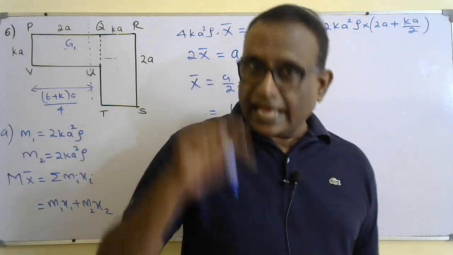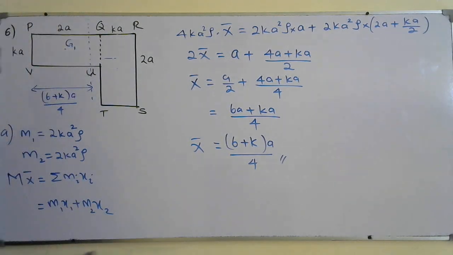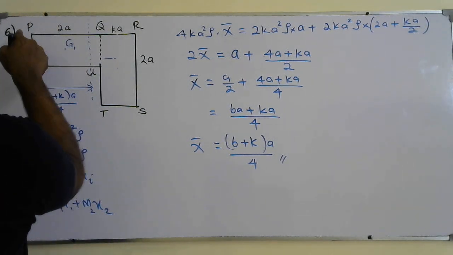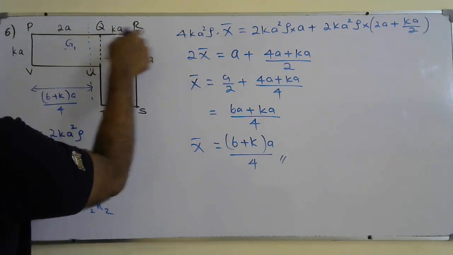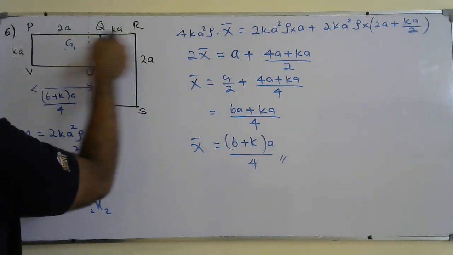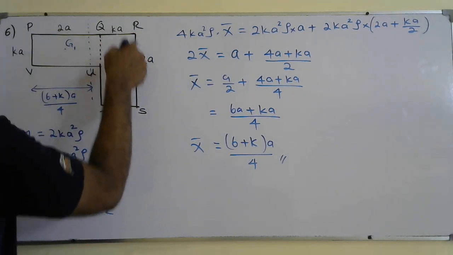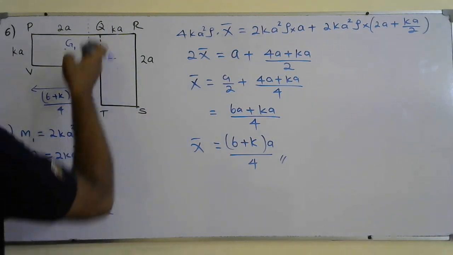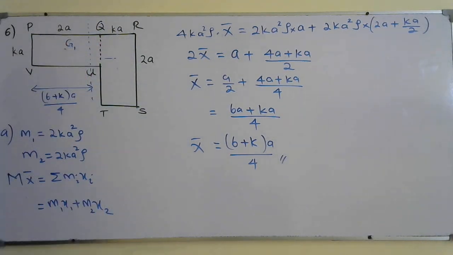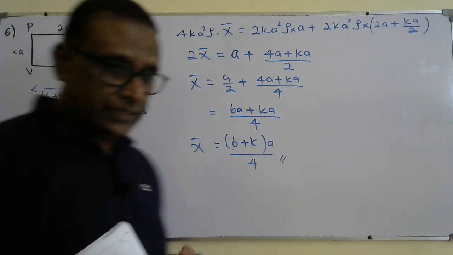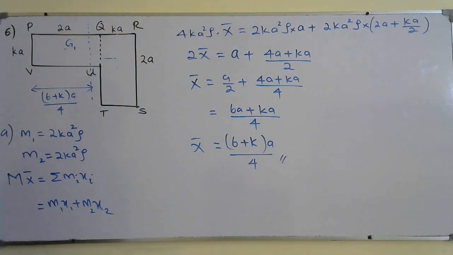If I want to find the actual point, I need to find the distance of the center of mass from this line, from the x-axis. That is, I should find the y coordinate. This is the x coordinate of the center of mass. I should find the y coordinate, where the distance and this line intercept. That will be the center of mass. We need to find that for the second part. Okay, so this is the answer for the first part.